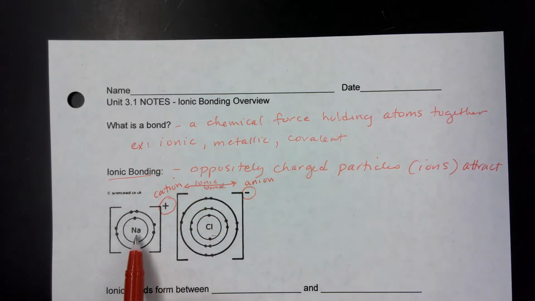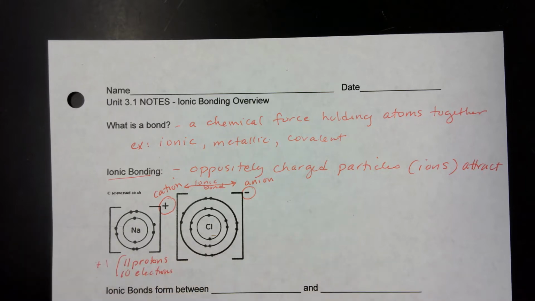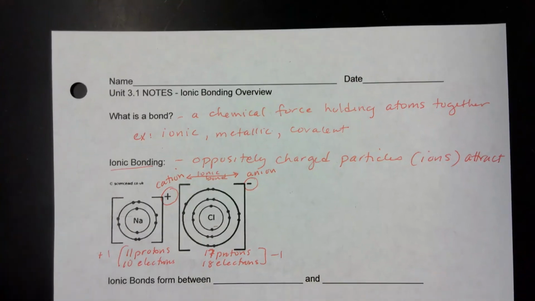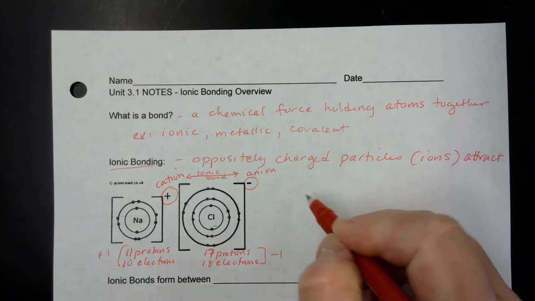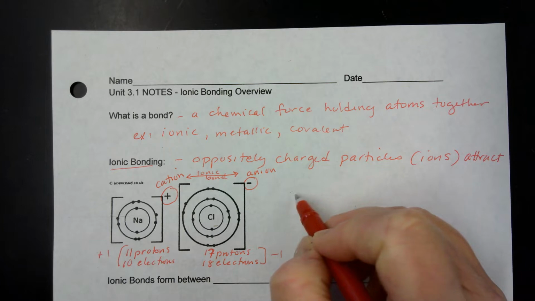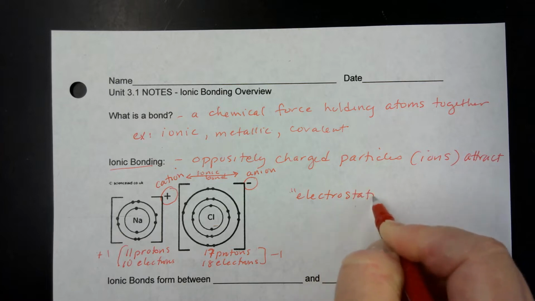Why is this positively charged? Well, sodium ions have 11 protons, but if you count up the number of electrons, there are 10 electrons. So overall, this is a +1 charge. Chlorine has 17 protons, and if you count up the number of electrons here, it is 18 electrons. So overall, it's a -1 charge. And it is that oppositely charged particles attracting that is the ionic bond. Sometimes that attraction of oppositely charged particles is known as the electrostatic attraction.